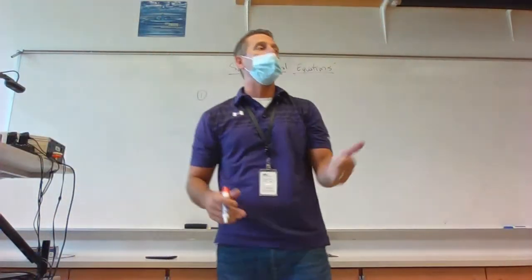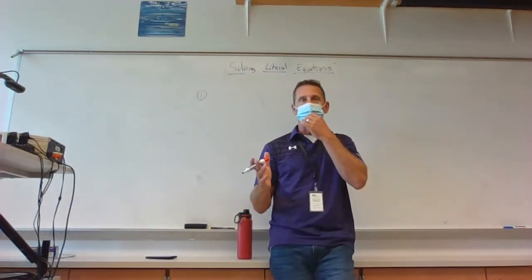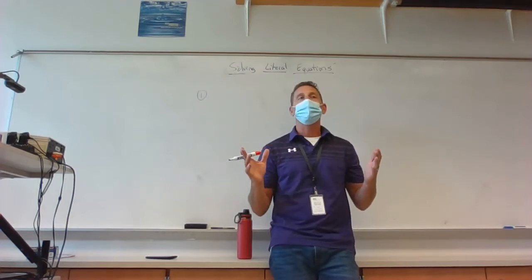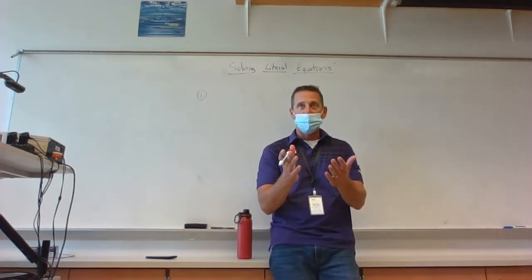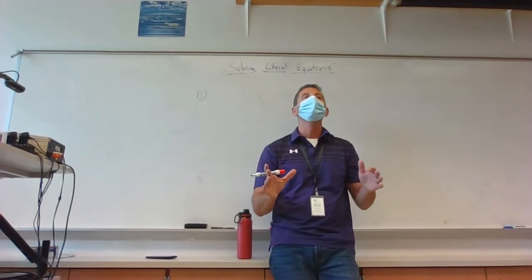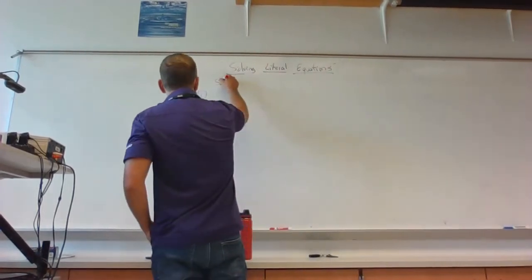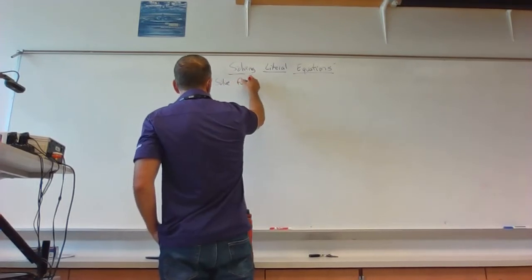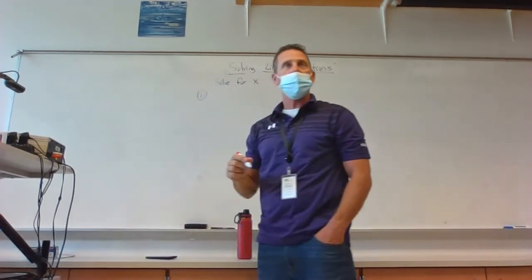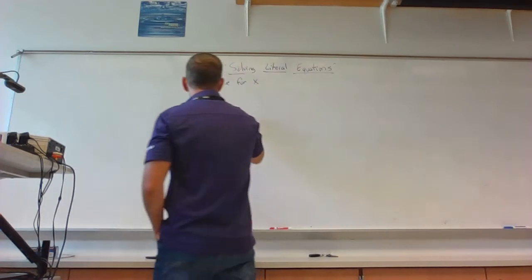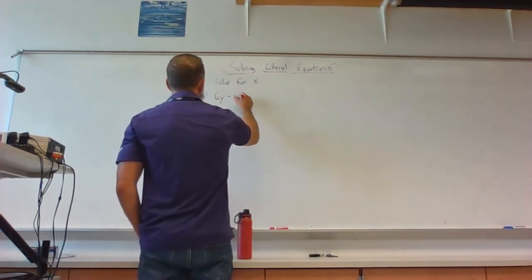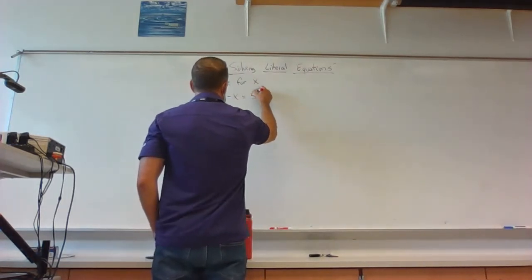So yeah, we solved equations that had a variable, just linear equations. We solved equations that had variables on both sides. And now we're solving equations that have multiple variables. So I have to give you a specific variable to solve for. Solve for x. And we can have something like this: 6y minus x equals 5.